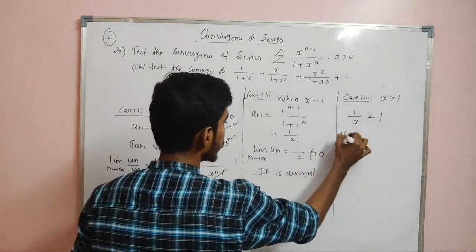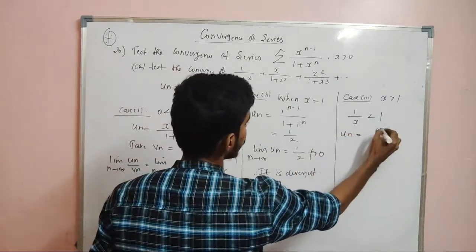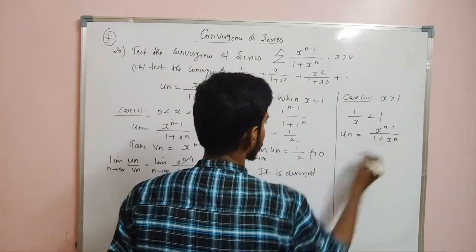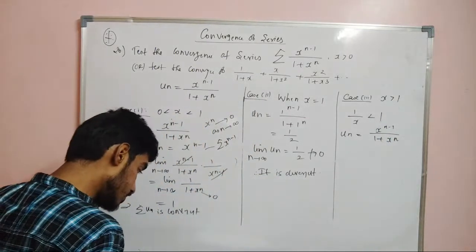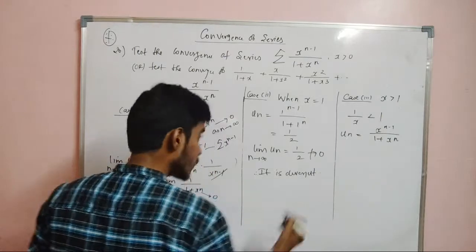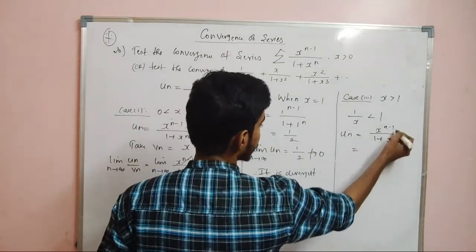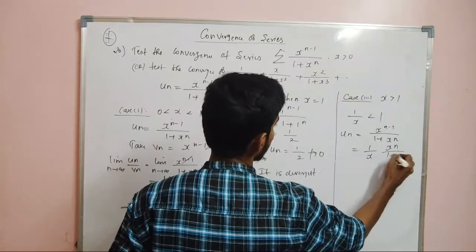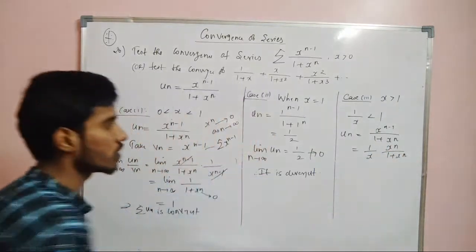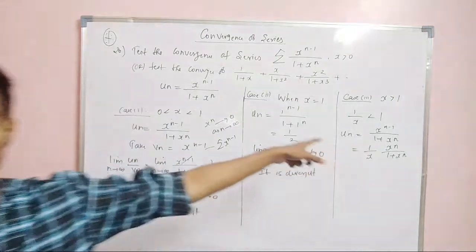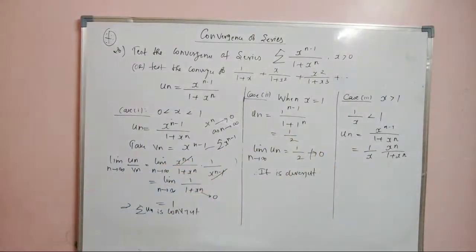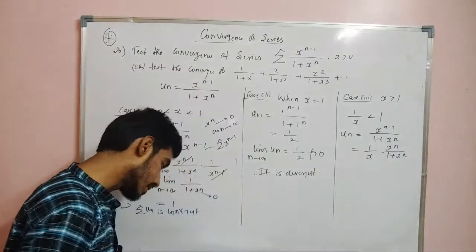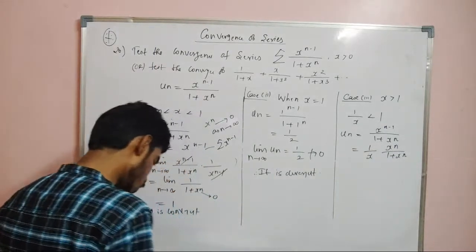So we have un to be x^(n-1) divided by 1 plus x^n. Here what I am doing is taking x^(-1) outside, so it will be 1 by x times x^n by 1 plus x^n. I am just writing x^(n-1) as x^n into x^(-1), and I'm writing x^(-1) as 1 by x, right?